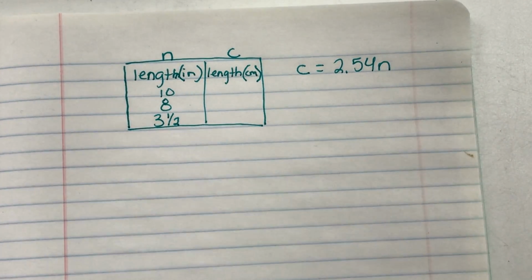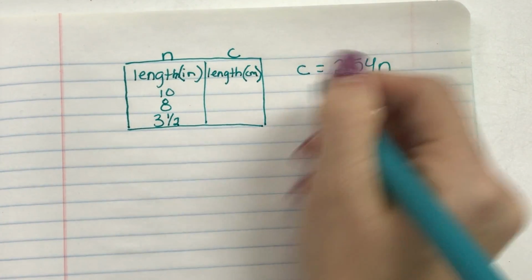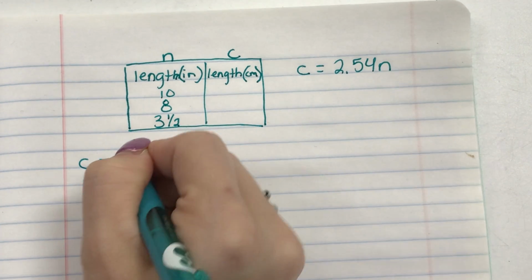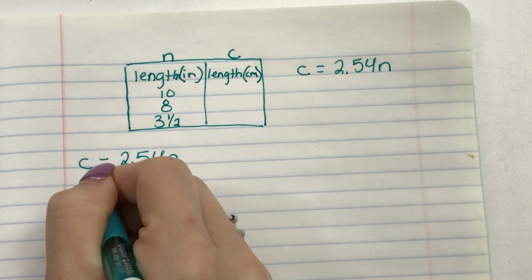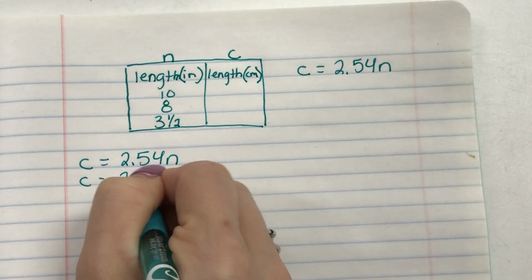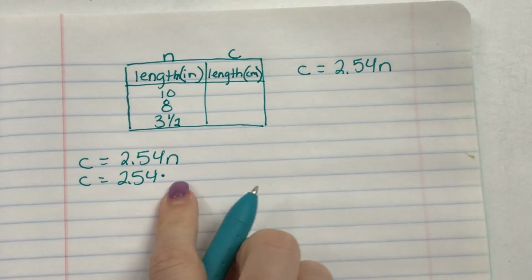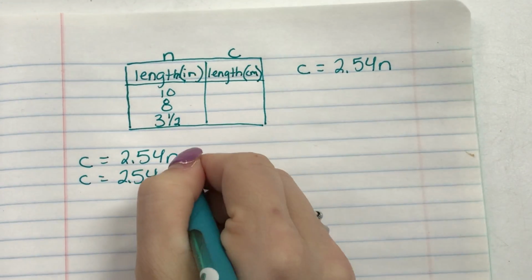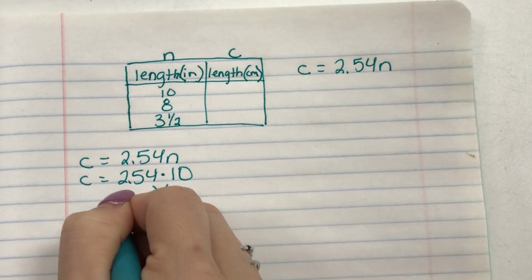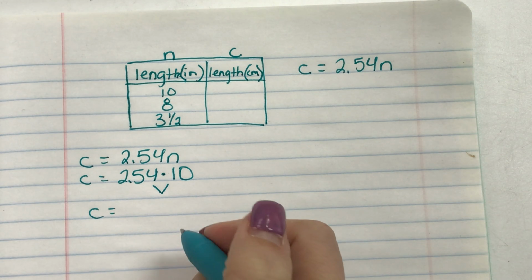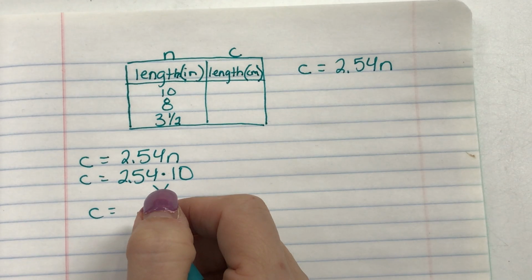Okay. So let's write this formula out. All right, so C is what we don't know. So I'm going to do C equals 2.54n. So I've got C equals 2.54 times what? Our first n is in the chart as 10. Good job. So now all I do is multiply that, and what does that give me as my first C? 25.4. Do we agree with that?